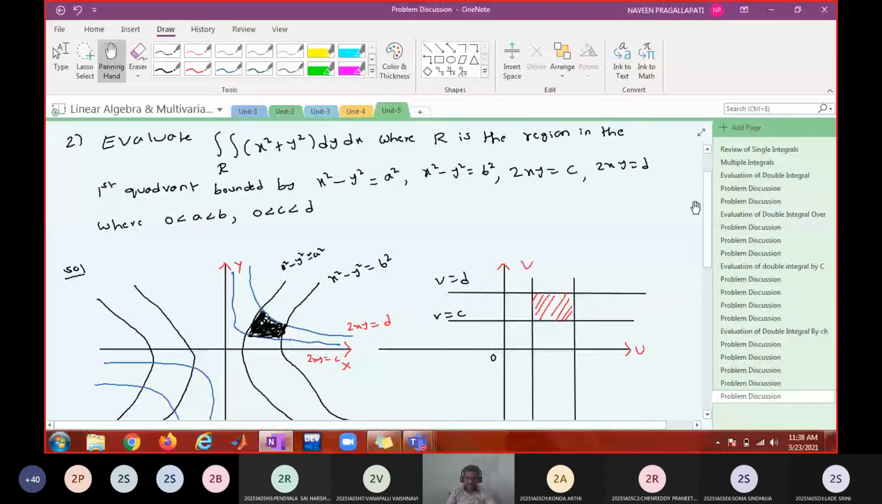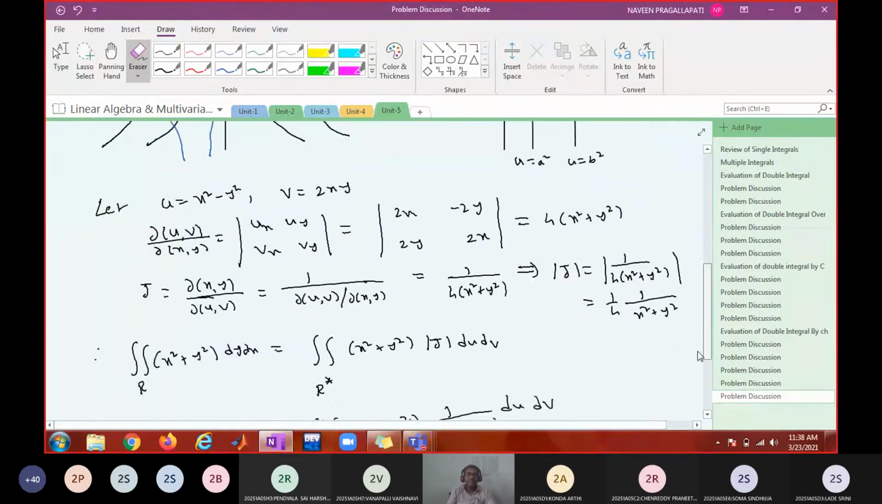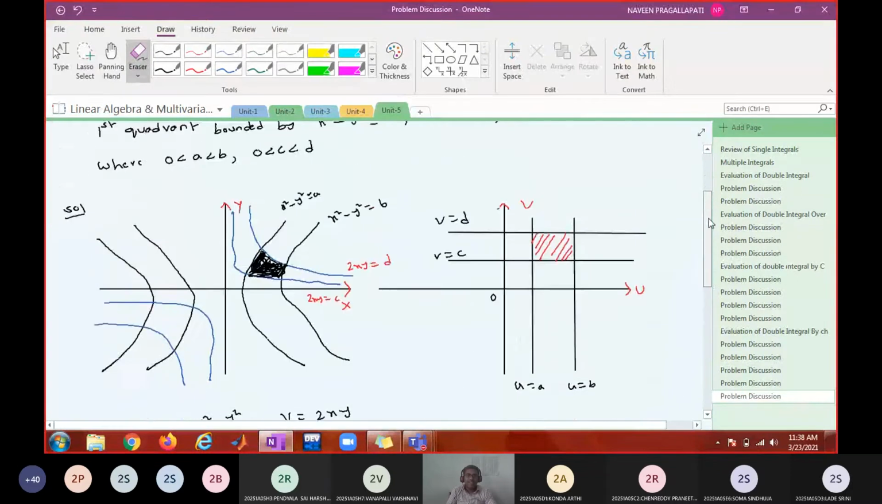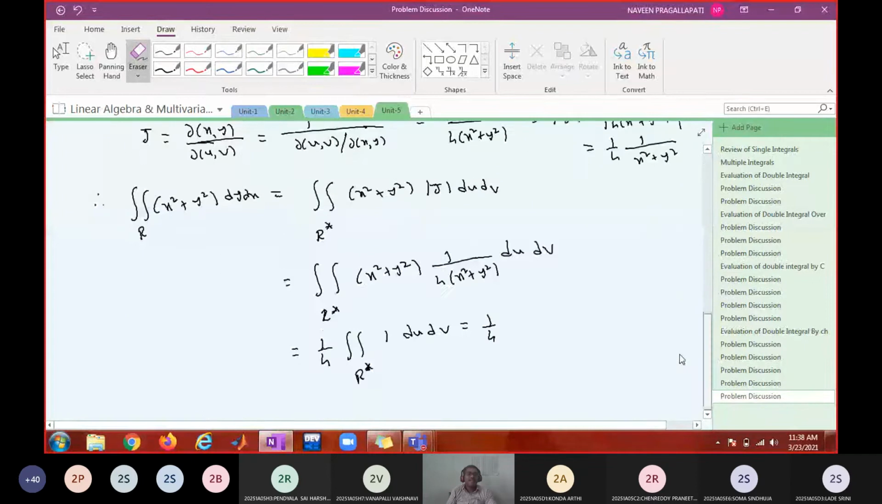Sorry, let me make a correction. This is a square only. In that case, what will this be? b minus a. Did you make this correction everywhere in your notes? So in that case, the length is going to be b minus a, into the width, which is going to be d minus c. That's it. Is this clear?